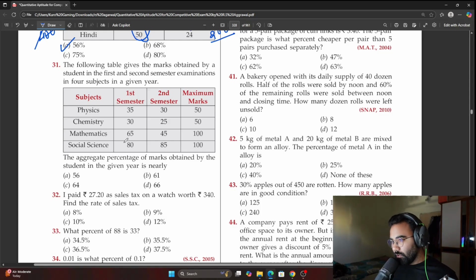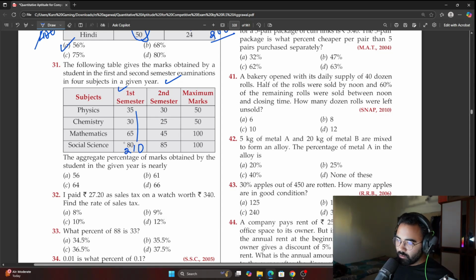The following table gives the marks obtained by a student in the first and the second semester examinations in all 4 subjects. So there are 2 examinations in each year. Again, this is the same thing. All you must do is calculate the total marks. So how much has he scored in the first semester? Let us try to add. 35 plus 65, again this is 100, and 80 plus 30 is 110. So 100 plus 110 is 210. So in the first semester he scores 210.